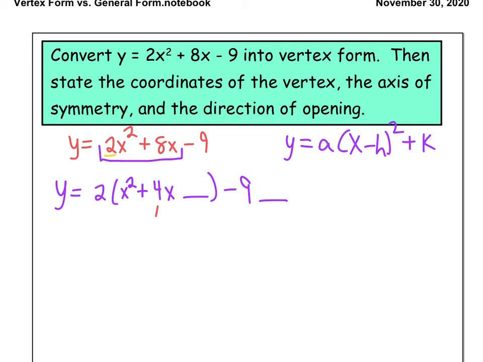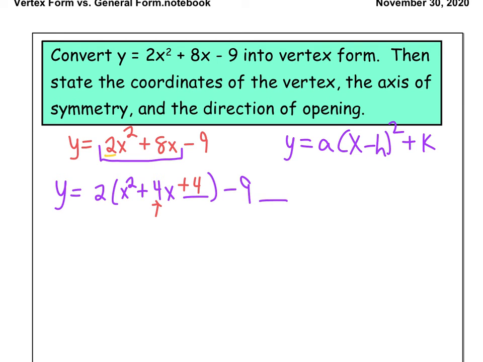And again, I'm looking at this 4 right here. You always look at that b value, the middle term. So we're going to take half of 4, which is 2, and then square that. So 2 squared is really plus 4. Okay, half of the 4, and then square it.